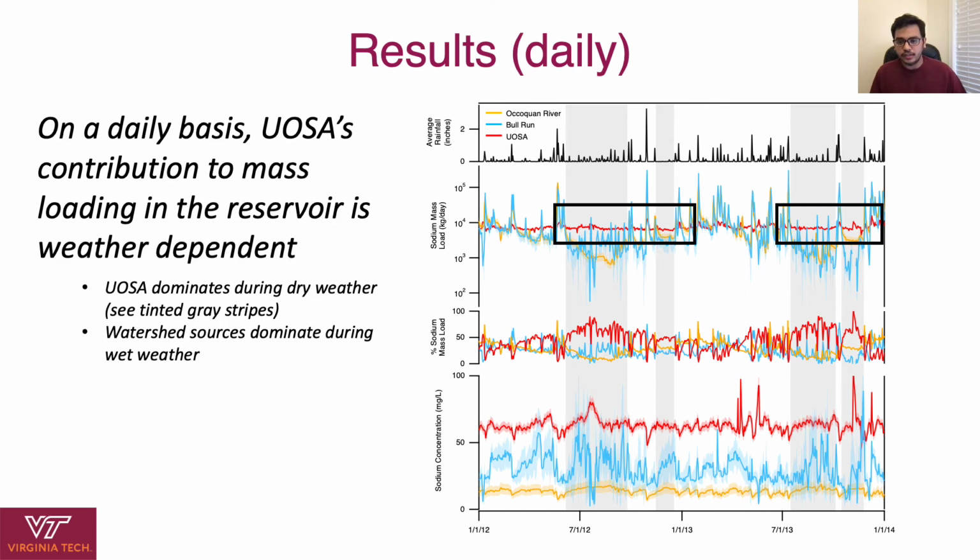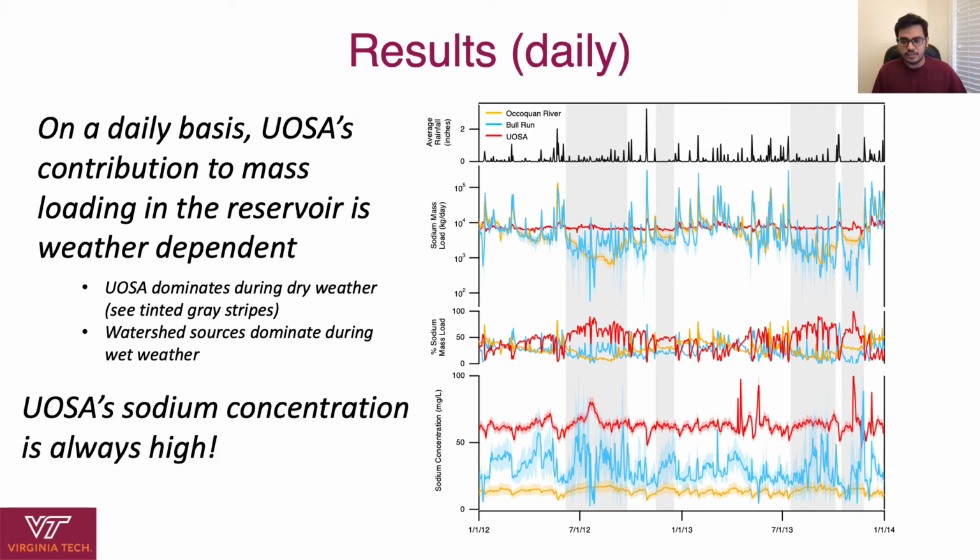During periods of dry weather that are marked with vertical gray stripes, sodium mass load from UOSA's reclaimed water frequently exceeds that coming from the two watershed sources. However, during wet weather, sodium mass loads from the two watershed sources exceed that coming from UOSA's, often by 200-fold. These spikes in mass loading dominate the annual average calculations, giving us a misleading impression that UOSA's reclaimed water is a minor contributor of sodium. Consistent with the annual average results, sodium concentration in UOSA's reclaimed water is nearly always higher than that coming from the watershed sources.